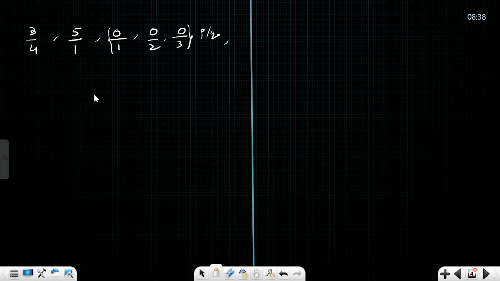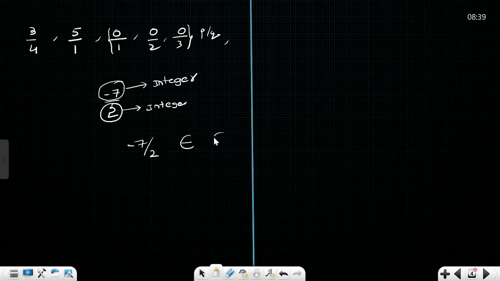Next, minus 7 divided by 2, negative numbers. Yeah, accepted. P and q are integers. So minus 7 is an integer, 2 is also an integer. So integer by integer, fine, accepted. So minus 7 by 2 belongs to rational numbers. Clear?